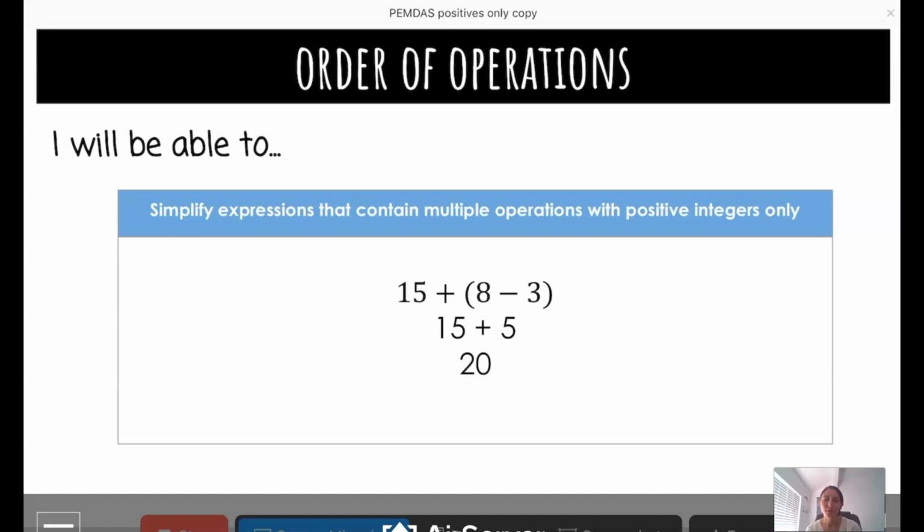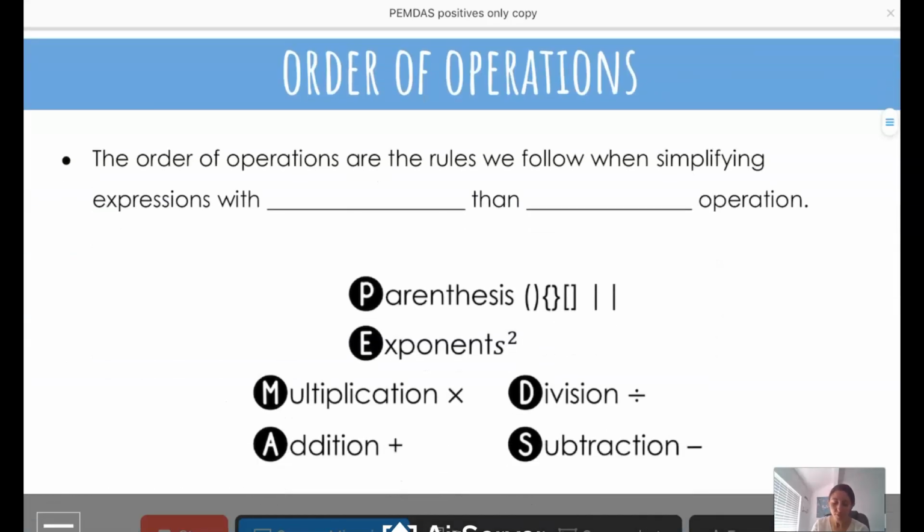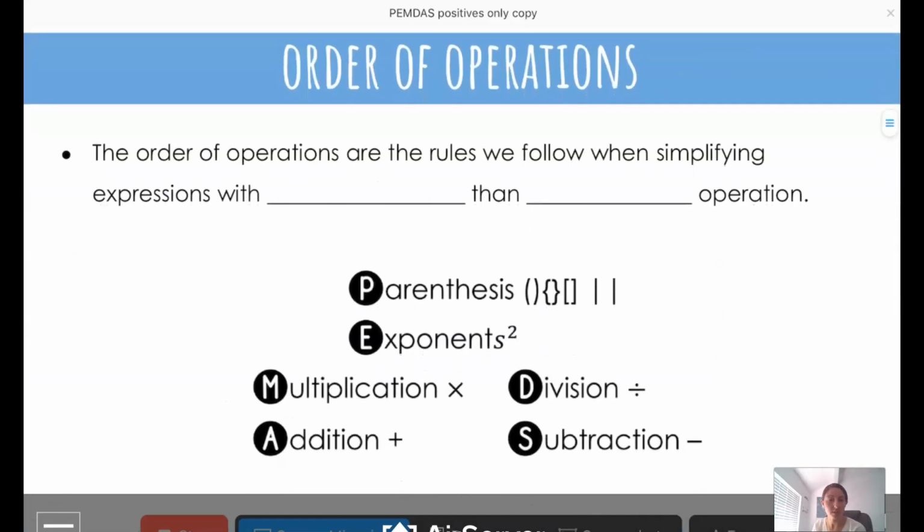Hey class, today we're going to learn about the order of operations. So by the end of the lesson, you will be able to simplify expressions that contain multiple operations with positive integers. But first, what are the order of operations? The order of operations are the rules we follow when simplifying expressions with more than one operation.